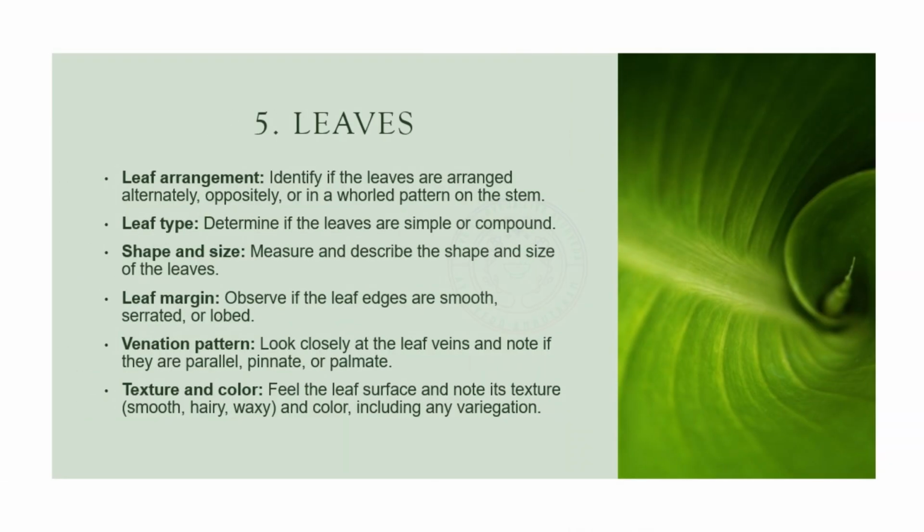Then we get to the leaves. Leaves are often the most noticeable part of the plant and can vary greatly. First, there's the arrangement. Do they grow alternately along the stem, in pairs, or in circular whorls? Then we check if the leaves are simple or compound, single leaves versus clusters. We look at their shape and size, the margin of the leaf, whether smooth, serrated, or lobed, and the venation pattern, the way veins run through the leaf. Lastly, the texture and color, smooth, hairy, waxy, and any color variations or variegations can tell us even more.